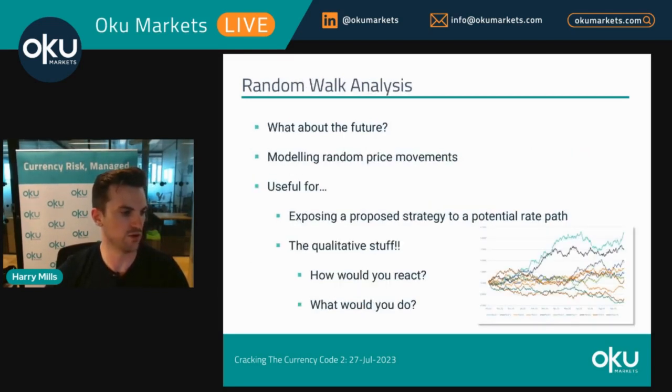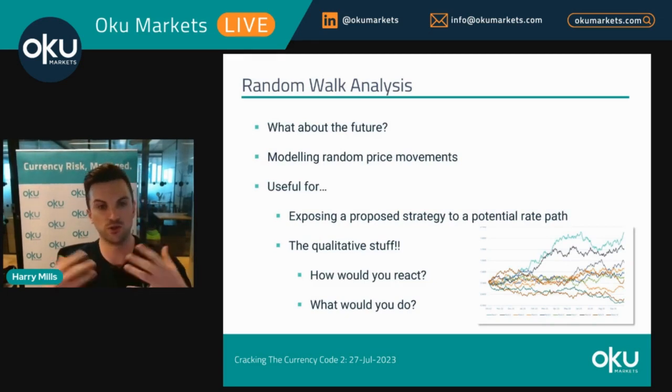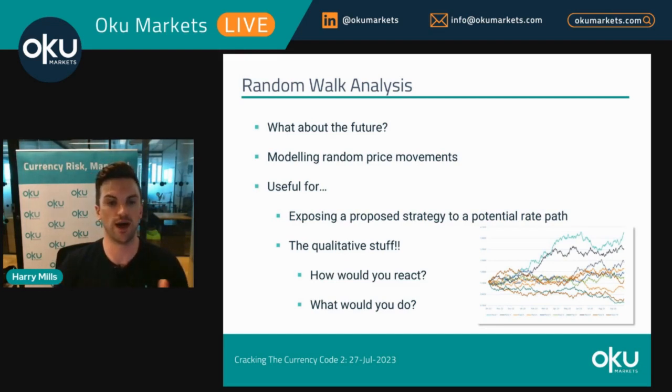And the next one is random walk analysis. So we've looked backwards with the back tester. We're running something concurrently to our actual hedging with the forward testing. Well, what about the future, right? So where might things go into the future? So this is where random walk analysis comes in. And what we aim to do here is to model random price movements. And this is quite useful for looking at a strategy or a number of strategies, A, B, and C, against a potential rate path in the future.